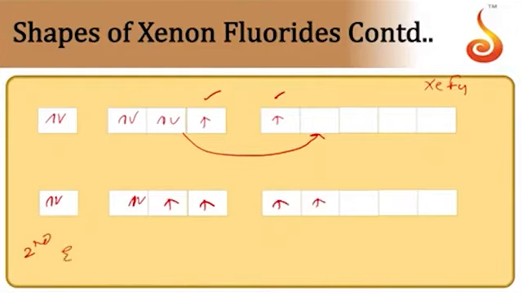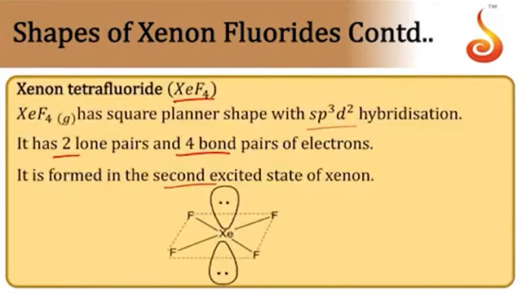This is the second excited state. Now we have altogether 4 unpaired electrons, so it can form 4 bonds. So XeF4 forms in the second excited state of xenon, with sp3d2 hybridization and 2 lone pairs. Therefore the structure comes under square planar form. So the total number of pairs decides the hybridization, lone pairs and bond pairs decide the structure, and to get the excited state, we require the number of bonds being formed by the central atom.